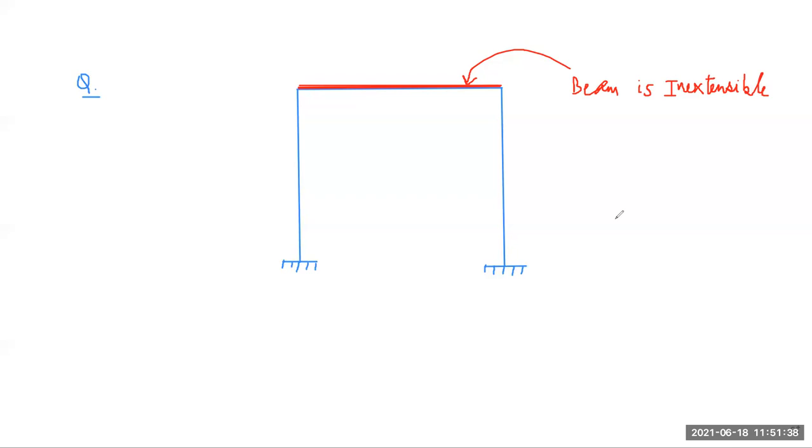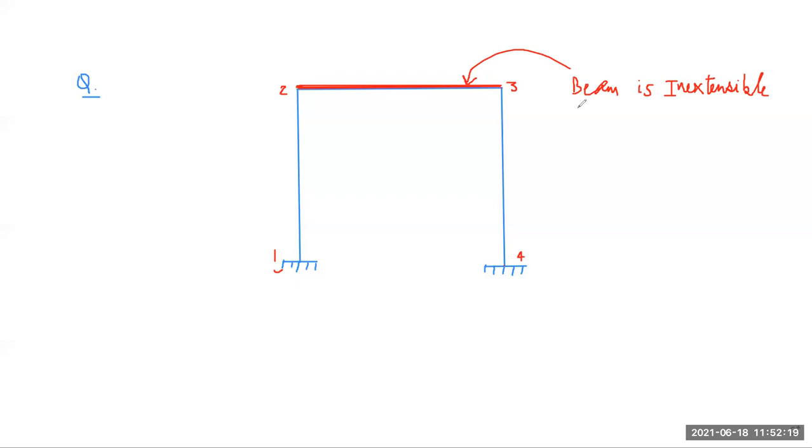Here you see this frame is a rigid jointed frame, because at this joint it is fixed, at this joint it is also fixed, and at this joint it is also fixed. So basically this is joint number 1, this is joint number 2, this is joint number 3, and this is joint number 4. So these are the 4 joints. At joint 1 it is fixed. At joint 4 it is also fixed. Joint 2 is rigid jointed. Joint 3 is rigid jointed.